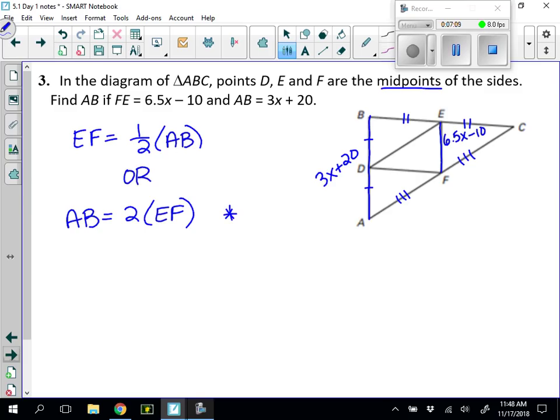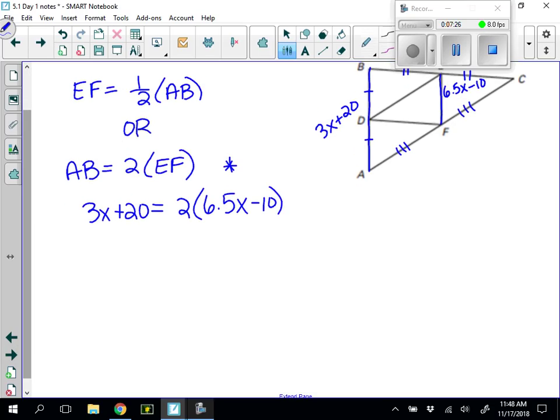So I'm going to say that AB, well, let me plug in what AB is equal to. So AB is equal to 3x plus 20. It is equal to twice the length of EF. So 2 times 6.5x minus 10. Okay, so the setup is the biggest deal. Once you get your setup, then we can just solve through. So 3x plus 20 equals, let's distribute that in there. We're going to have 13x minus 20.